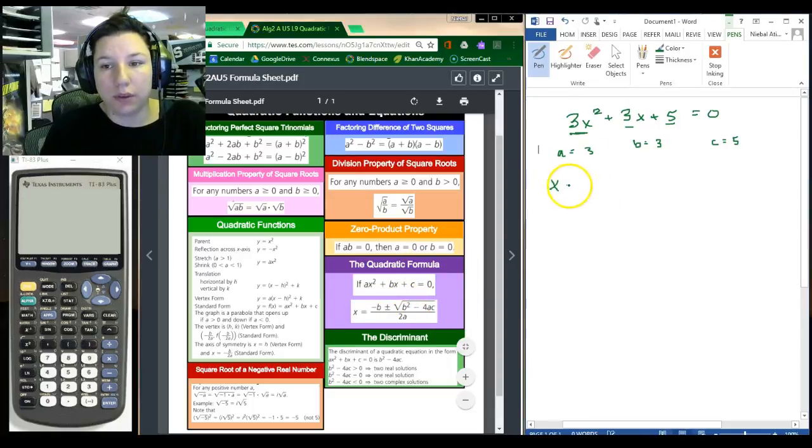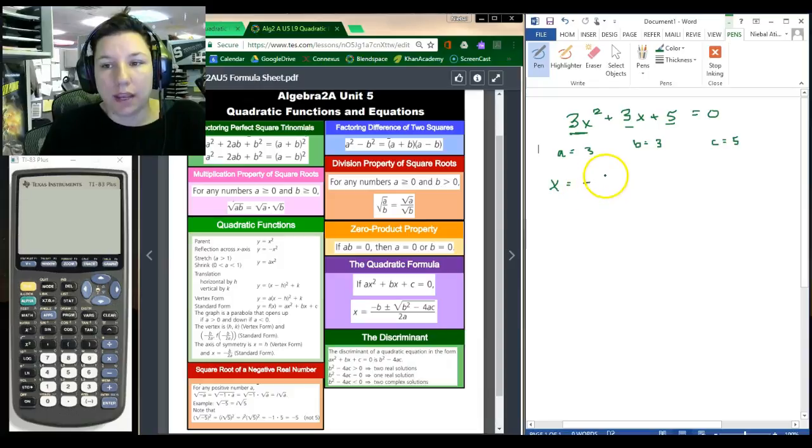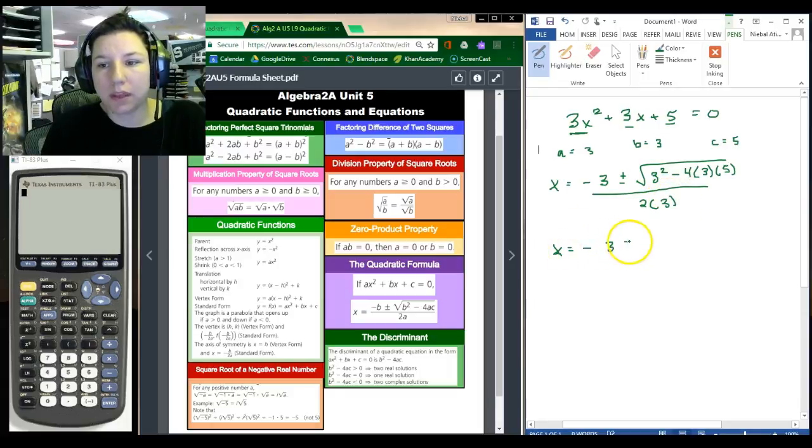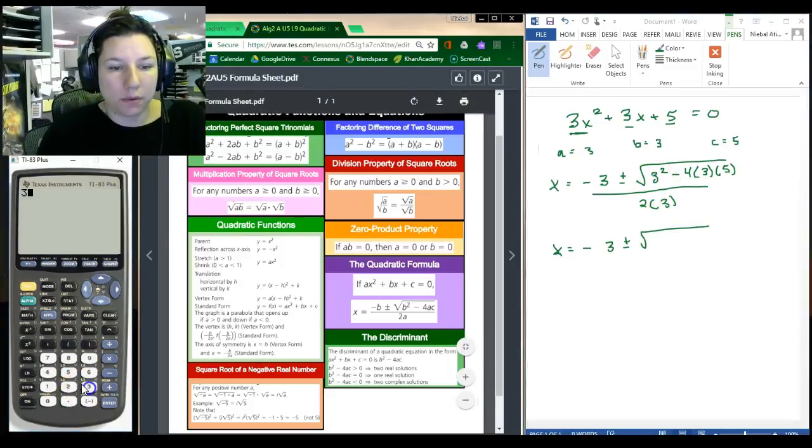We've given it to you here, a, b, and c, and then what you need to do is plug those values into the equation. So we have x equals negative b, which is a negative 3, plus or minus the square root of b squared minus 4 times a, which is 3, times c, which is 5, all over 2 times 3. And then from here we're simplifying. And you can use the calculator to help you with the simplifications, that's fine.